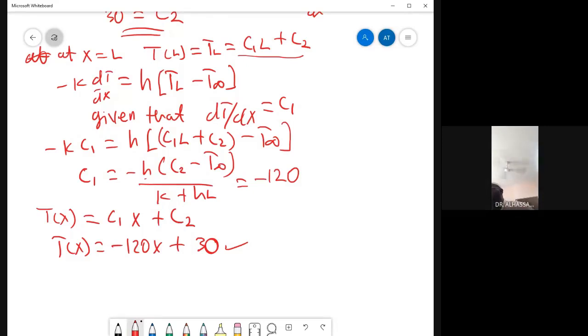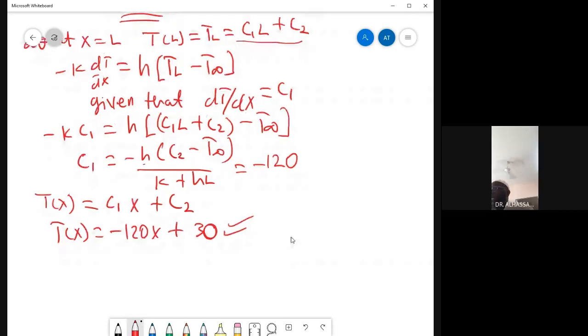Now we have to find out at x equals to L, what is going to be the temperature. But here we don't know the temperature for TL, so there is no way we can determine this. If we put x equals to 0.2, very sorry, yes, we can determine the value for TL. This is the first part of the question.